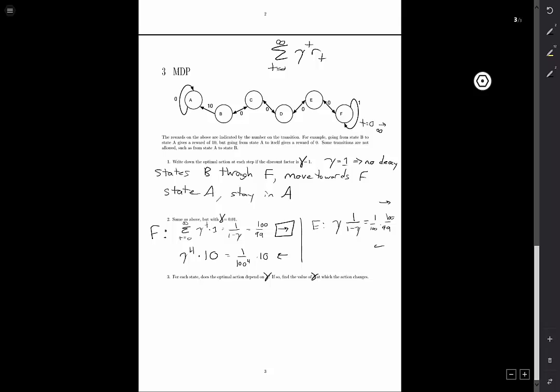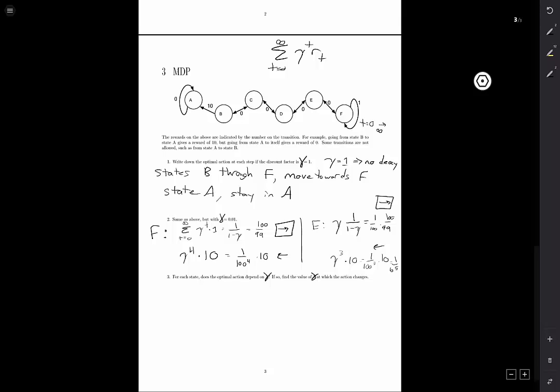Now, if we want to consider going to the left, it would be the exact same as we calculated before. So if we're at E, it'll be 0, then 1, then 2, then 3. So there would be gamma to the 3 times 10, so equals 1 over 100 cubed times 10. And that equals 10 to the 1 over 10 to the 5th. So that's actually smaller, so we'd decide to go to the right. Now let's keep going.